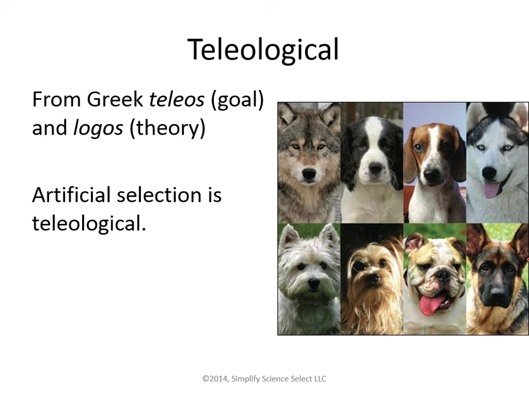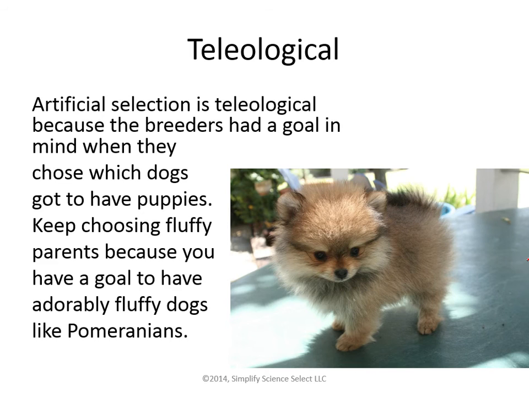Evolution is not necessarily teleological. Artificial selection is, meaning in artificial selection, we actually have a goal whenever we're doing it. Whenever the breeders are choosing which dogs get to have puppies, they specifically chose the fluffy ones because they had a reason to choose them. They had a goal in mind before they decided which ones got to breed.